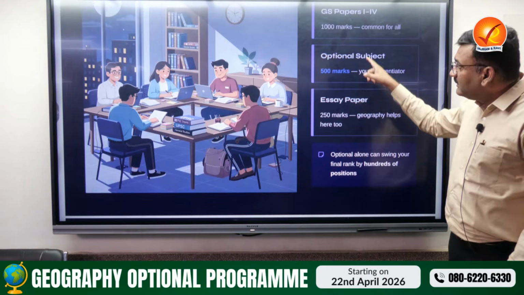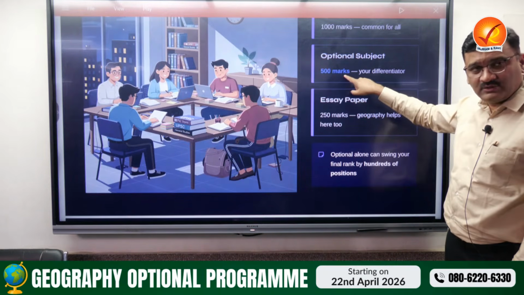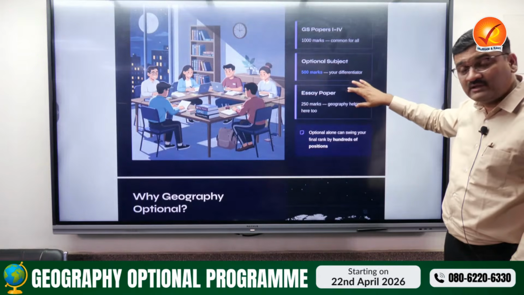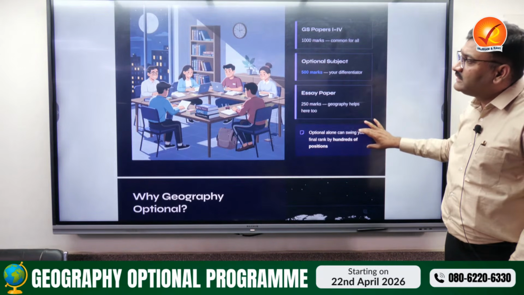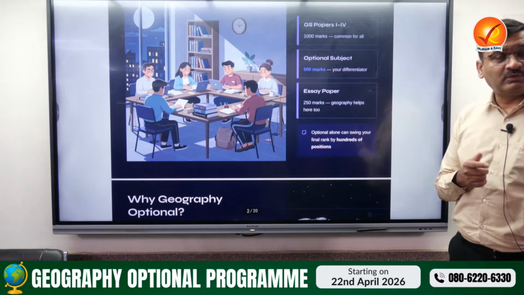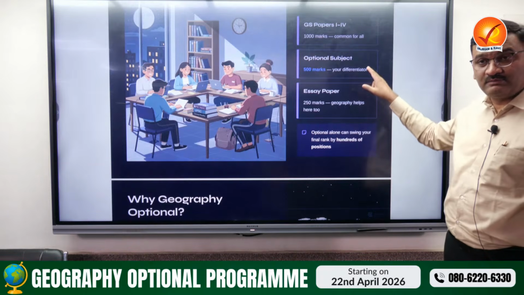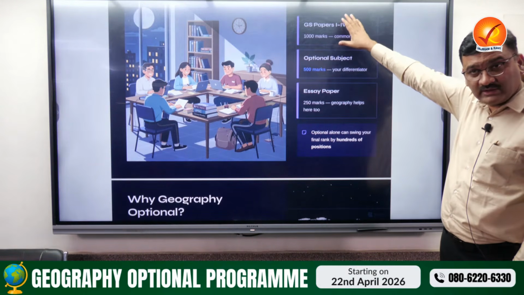But here, if these are not going to improve much, then what matters in your selection is the optional marks. 500 is a deciding factor, right? Therefore, optional is the area where it will give you output. Whatever you are investing, you will get the yield out of this in case of optional. But you cannot be sure about what you are going to get in general studies.